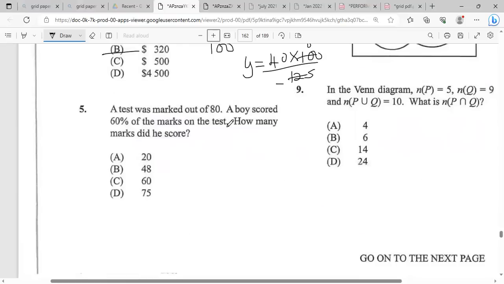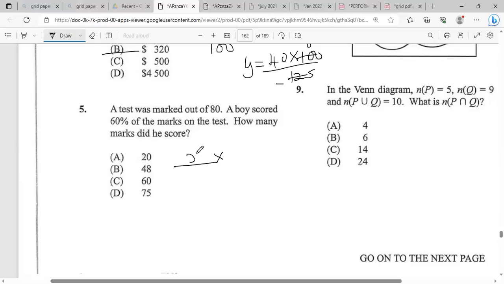A test was marked out of 80. A boy scored 60% of his marks on the test. How many marks did he score? So basically he got 60%, so you know you've got 60% of a number. They give the 80. They say the test was marked out of 80. A boy scored 60% of the test. How many marks did he get?